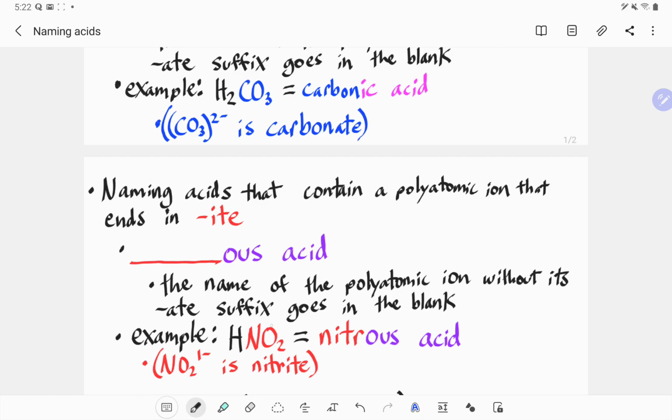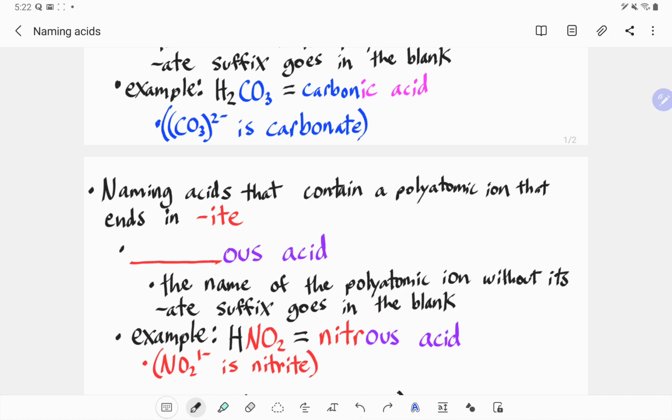So let's try an example. HNO2. NO2 is nitrite. So we are going to do the same thing we've been doing. Cancel the ending and put everything else in the blank. So we get NITR, nitrous acid. Because we canceled the ending, put everything else in the blank. Nitrous acid is HNO2.